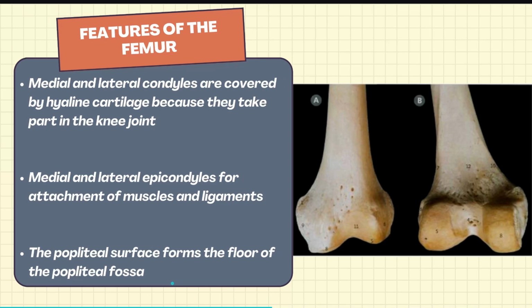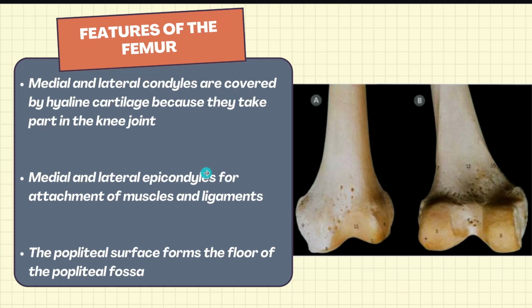And more features of the femur. The medial and lateral condyles are covered by hyaline cartilage because they take part in the knee joint. I'm going to mention it in the knee joint lecture, however, I'll mention it already over here. You have the medial and lateral condyles, and they're covered by hyaline cartilage so they can form the knee joint once they articulate with the tibia and the patella. This is going to make more sense once we cover the knee joint.